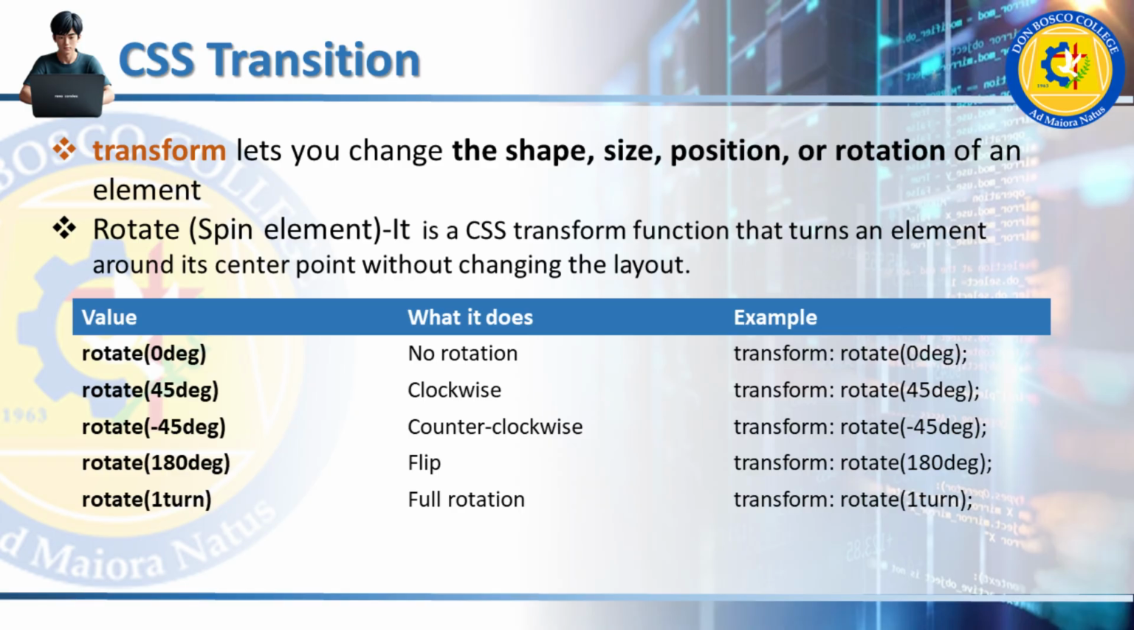Rotate 0 degrees results in no rotation. Rotate 45 degrees rotates the element clockwise. Rotate minus 45 degrees rotates it counterclockwise. Rotate 180 degrees flips the element, and rotate 1 turn completes a full rotation. Please watch the following demonstration to see how these rotations are applied.